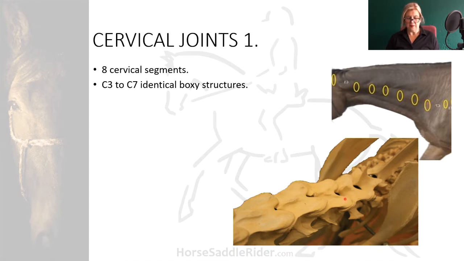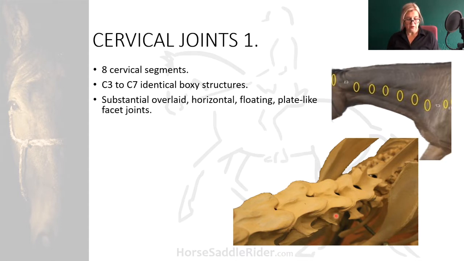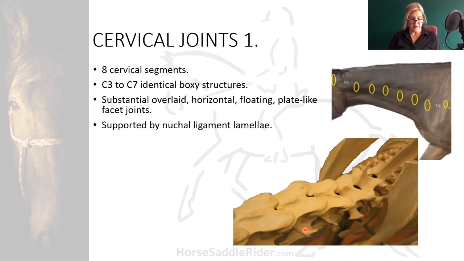The remaining 5 cervical vertebrae are virtually identical boxy structures overlying each other in a horizontal arrangement, and plate-like facet joints, which are much more substantial than the underlying transverse processes. They're supported by the lamellar strands of the nuchal ligament. The dorsal spinous processes are all but absent, and each one has 6 separate joints that can potentially become uncomfortably asymmetrical and dysfunctional.